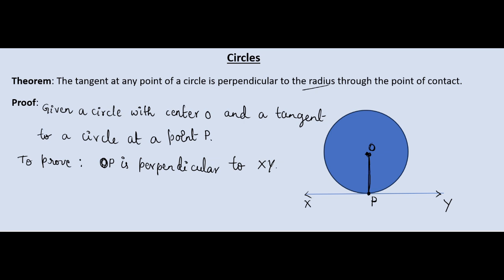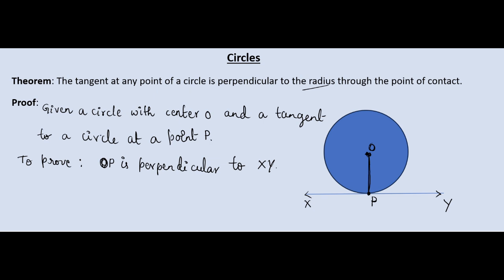In this video, we are going to learn about one theorem which is related to the chapter circles. The theorem says the tangent at any point of a circle is perpendicular to the radius through the point of contact. What they have given is the tangent at any point of a circle.